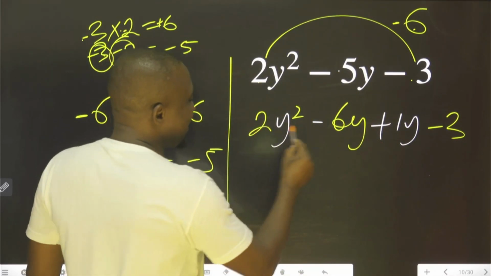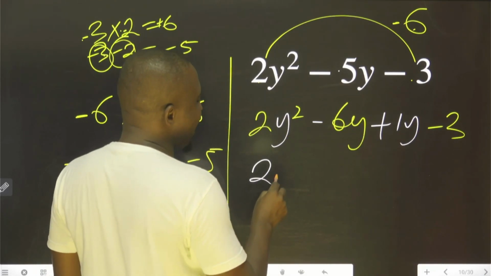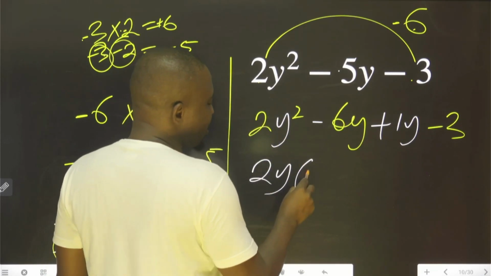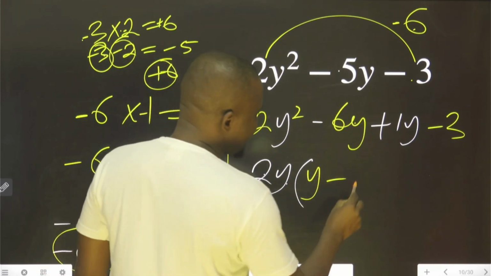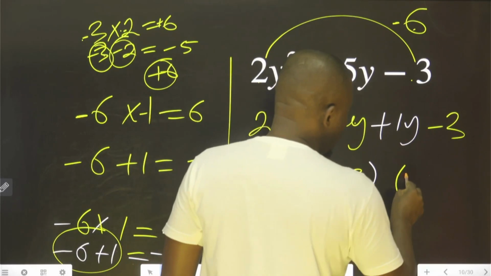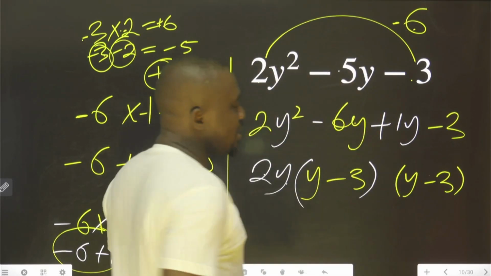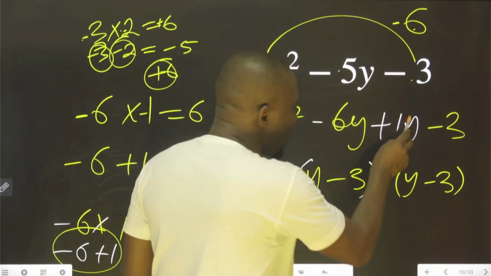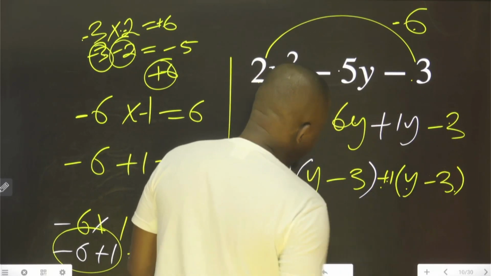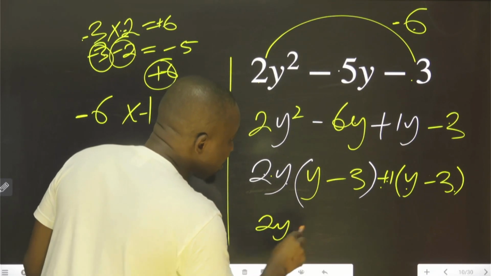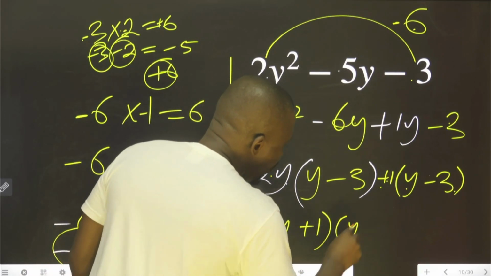We understand. These two, what is common? 2 is here, y is here. What is remaining is y. This, we cancel this. This into this is 3. You repeat it, and after repeating it, what can I do to this to have this? It is plus 1. Plus 1 multiplied by this, I have this. Plus 1 multiplied by this, I have this. Therefore, I take this: 2y plus 1, y minus 3.